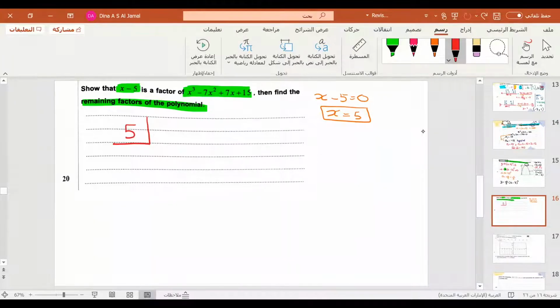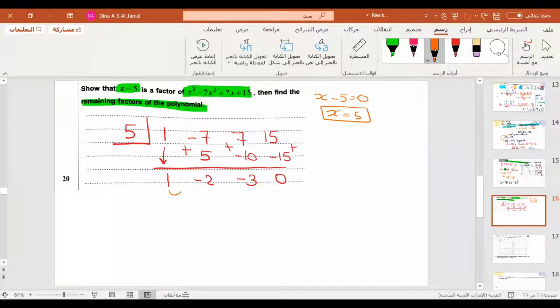Then you will be starting your synthetic division. You will be having the 5 here, and now check the index form. Cubed, squared, to the power 1, to the power 0, nothing is 0. All of them are here. So 1, -7, 7 and 15. You will be putting your 1 down. And now start to multiply. You will be getting 5, added, -2, multiply, add, multiply, and add.